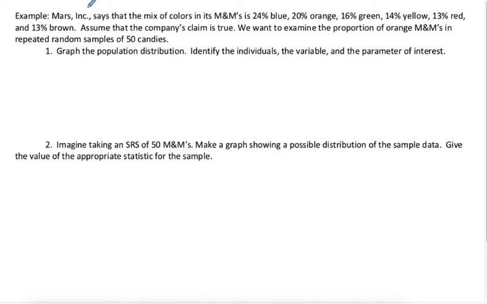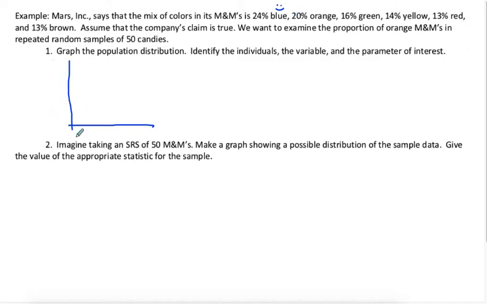It says Mars Incorporated says that the mix of colors in its M&Ms is 24% blue, 20% orange, 16% green, 14% yellow, 13% red, and 13% brown. They are not evenly distributed. People like blue more than they like brown, so they have more blues in it. Graph the population distribution. Okay, so this is where we're looking at a bar graph because these are colors.